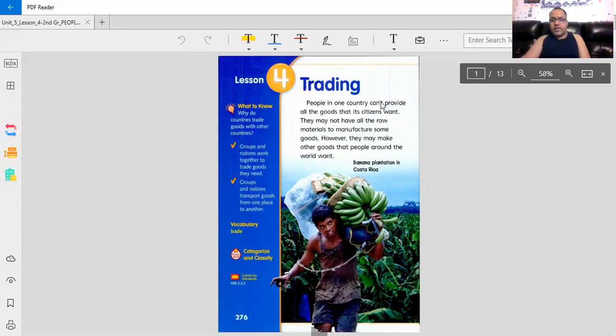People in one country can't provide all the goods that its citizens want. They may not have all the raw materials to manufacture some goods. However, they may make other goods that people around the world want. Banana plantations in Costa Rica. We don't have bananas, so guess who we trade bananas with? They give us bananas, we give them something else.